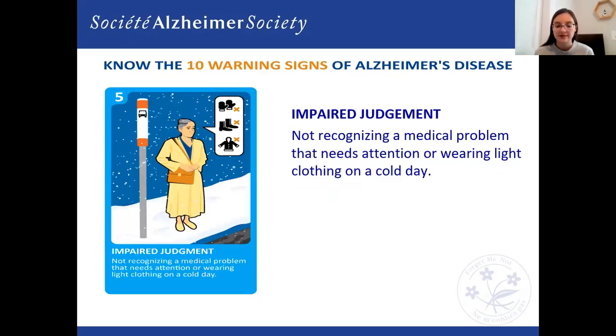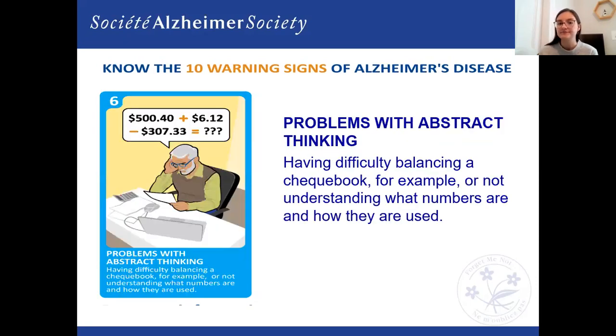Impaired judgment. From time to time, we all make questionable decisions, like maybe putting off seeing the doctor when you're not feeling well, or maybe choosing the fashionable outfit over the practical one. However, a person living with dementia may experience changes in judgment and decision-making, like not recognizing a medical problem that needs attention, or wearing really heavy clothing on a hot day, or not enough clothing on a really cold day.